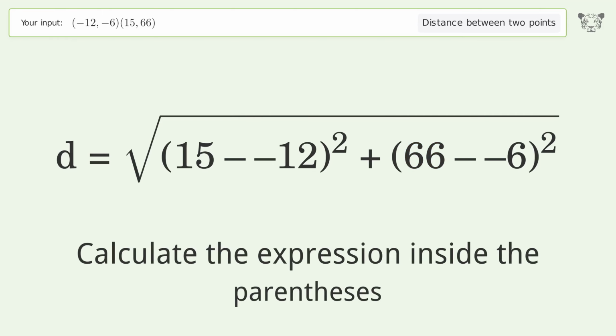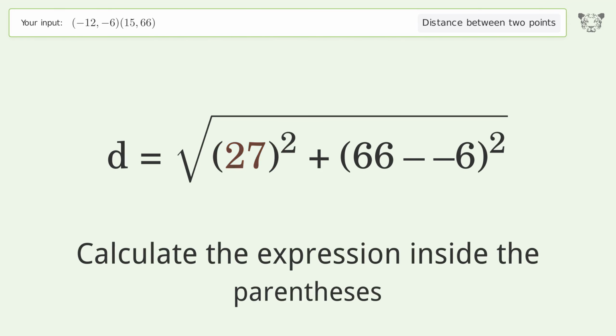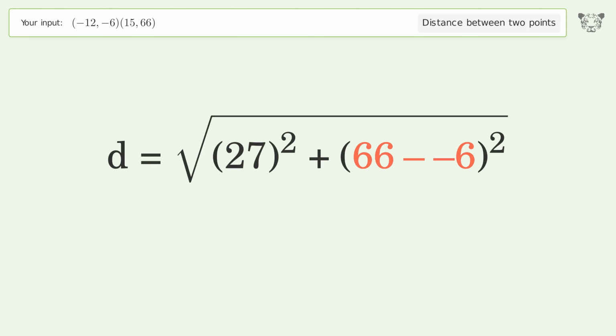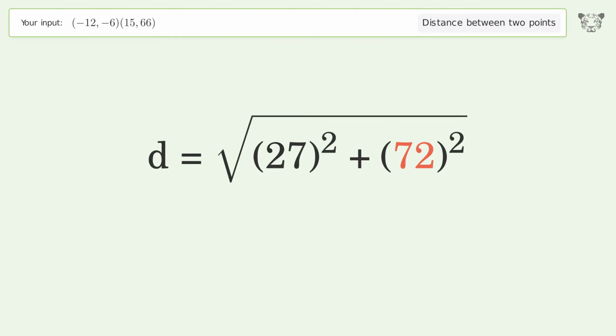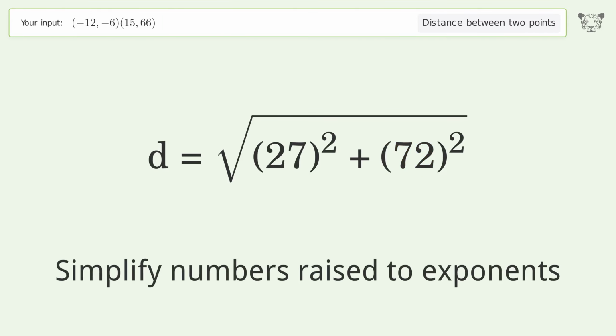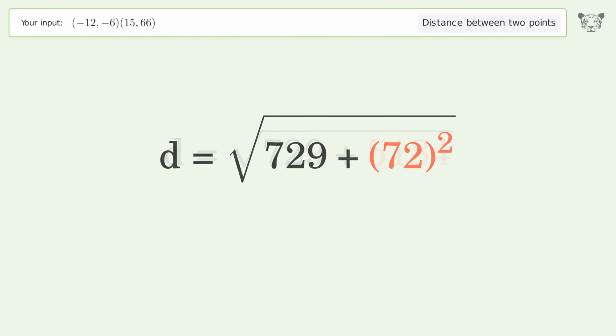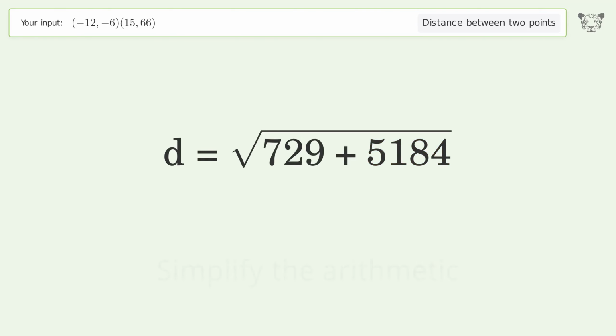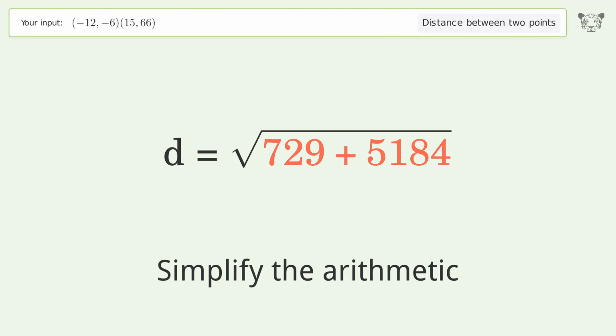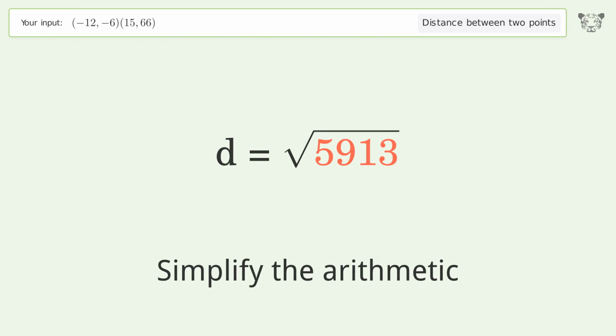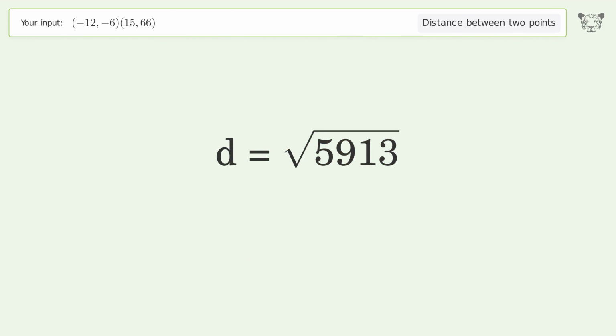Calculate the expression inside the parentheses. Simplify numbers raised to exponents. Simplify the arithmetic. And so the distance between the 2 points is the square root of 5,913, or 76.896.